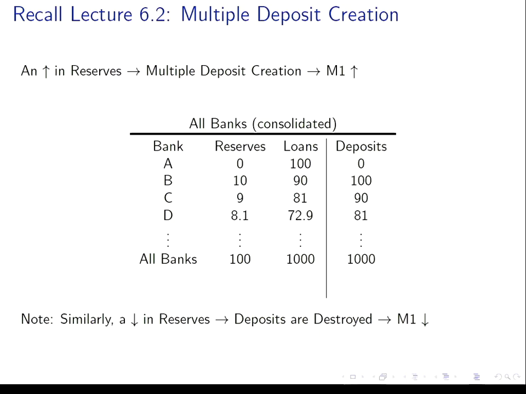But if you have multiple banks, then every time a new bank gets X amount of money, it can keep 10% of that as required reserves and make a loan. You can't do that if you're one single bank in the economy. Does that make sense?